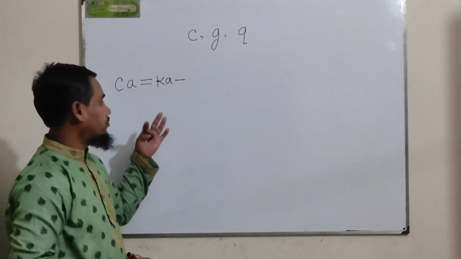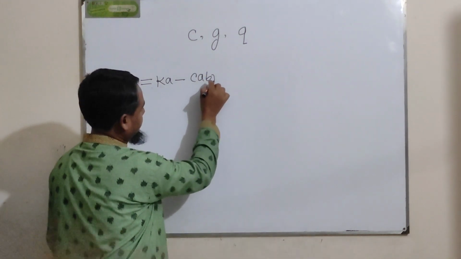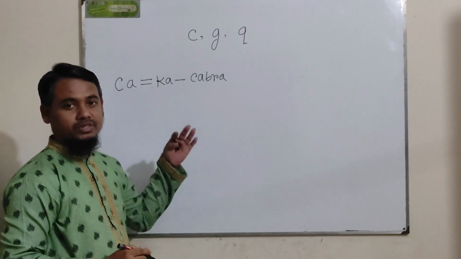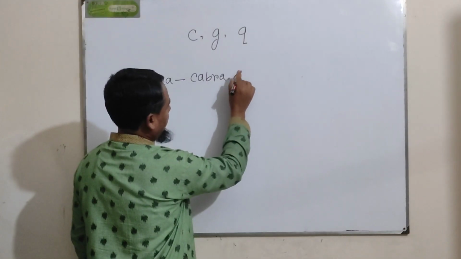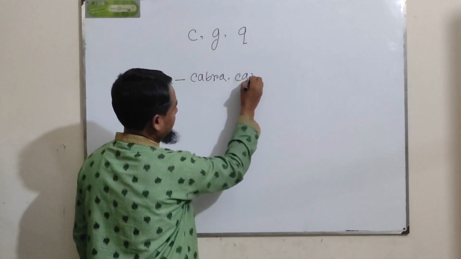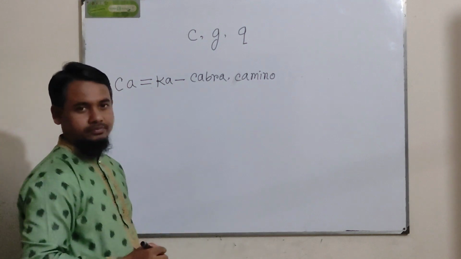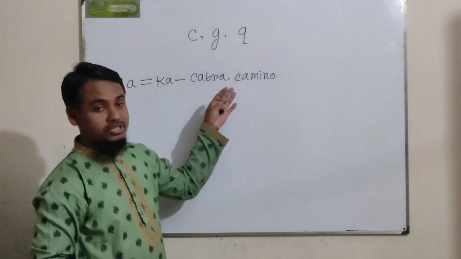For example, cabra. Cabra means goat. Another word, camino. Camino means road.